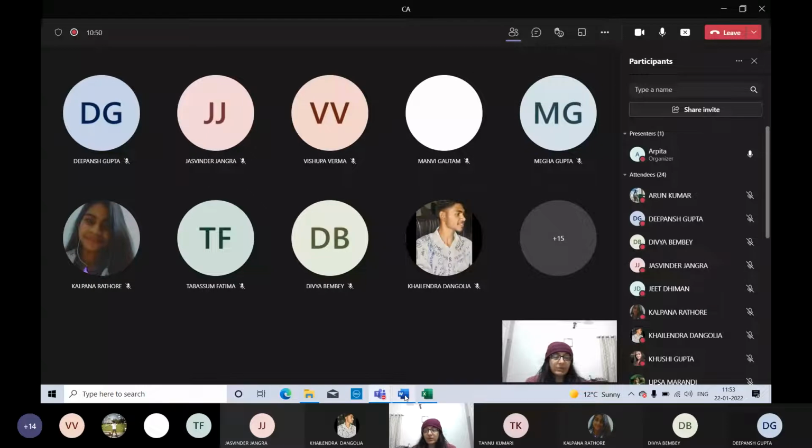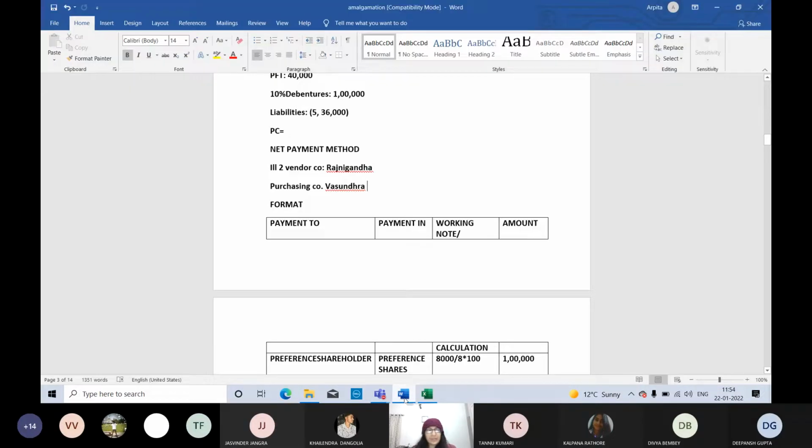Now comes my third question, which is going to be the calculation of PC. How am I going to calculate the PC? The moment I have to calculate the PC, I will have to say which method will I follow. As of now, we have talked about lump sum method. This is not lump sum method. It's not given that this is the purchase consideration. We have talked about the net asset method. Is it a net asset method in this question? Can I use net asset method? Yes or no? Anyone?